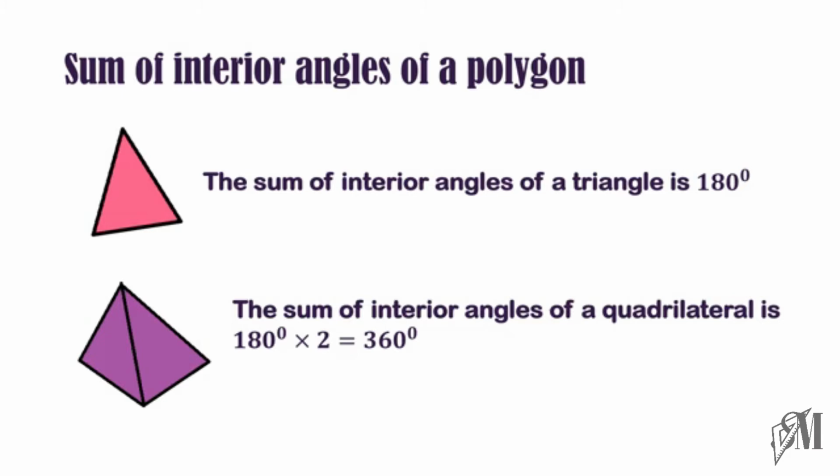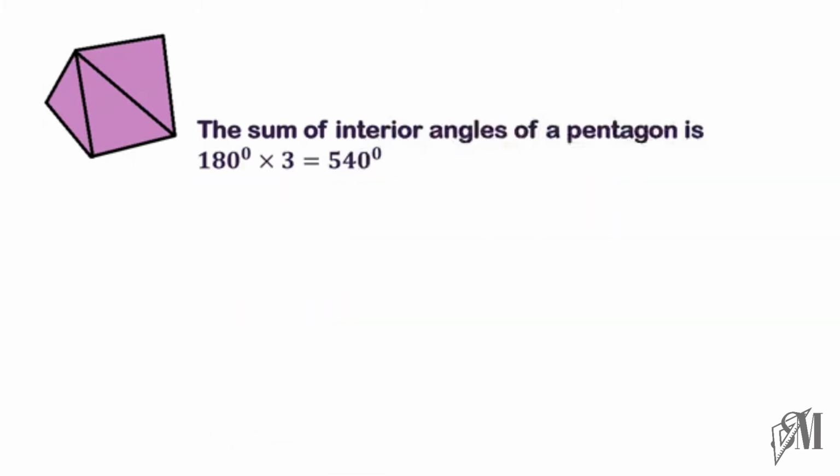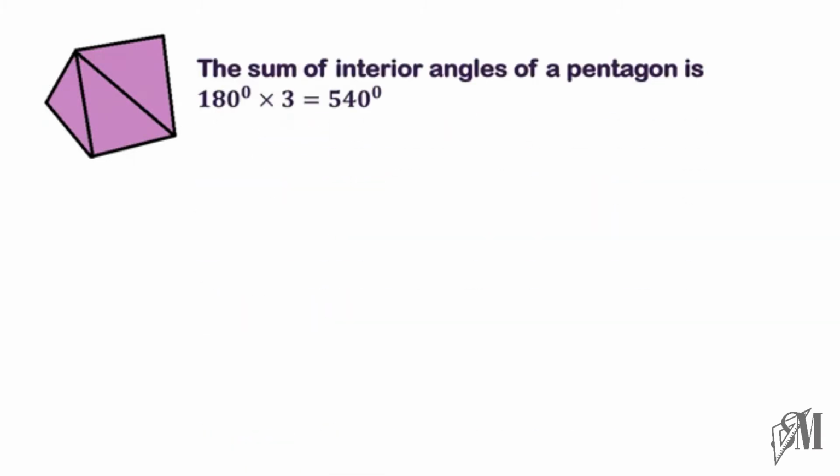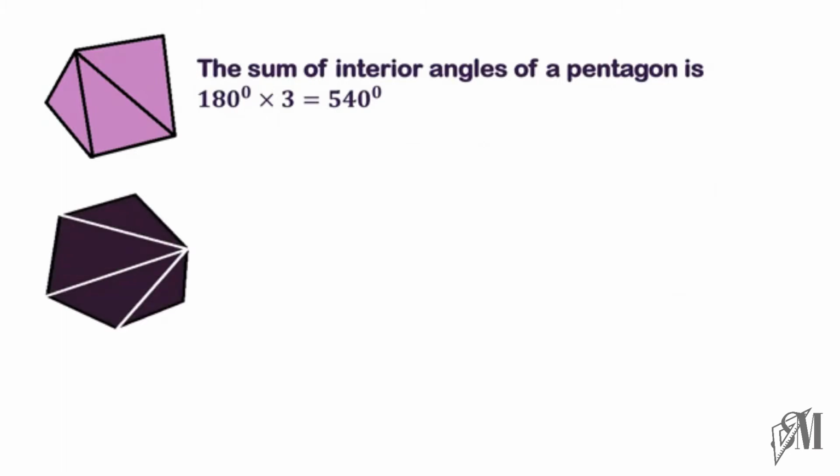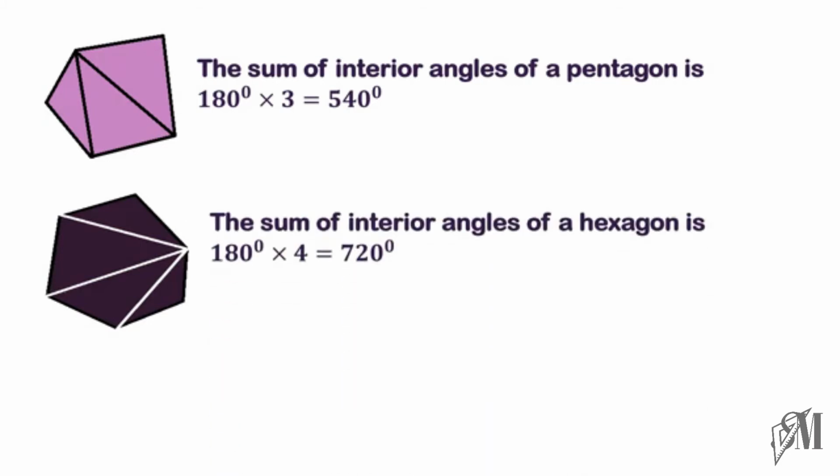So this is a very easy trick. If you can't remember the sum of interior angles in a polygon, simply divide it into triangles. Now look at this. This is a pentagon. I have divided the pentagon into 3 triangles. Then the sum will be 180 into 3, that is 540. And look at this hexagon. A hexagon can be divided into 4 triangles. So its interior angle sum will be 180 into 4, that is 720 degrees.